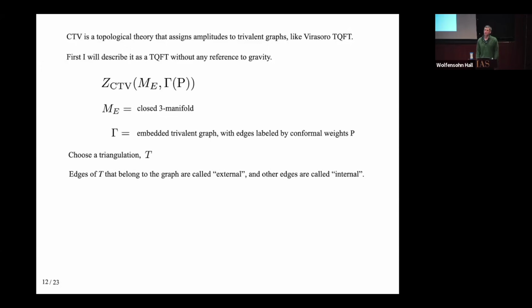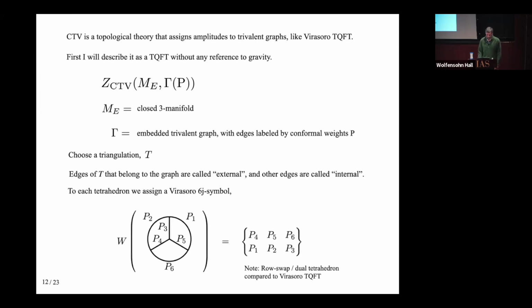Now we want to calculate or define how to calculate this partition function. The first step is to choose a triangulation T of the graph gamma embedded in the 3 manifold. The edges of the triangulation that belong to the graph are called the external edges, and all of the other edges are called internal. Now, to each tetrahedron in this triangulation, we assign a Virasoro 6J symbol. If the tetrahedron has edges labeled this way, then this is the 6J symbol that we assign.